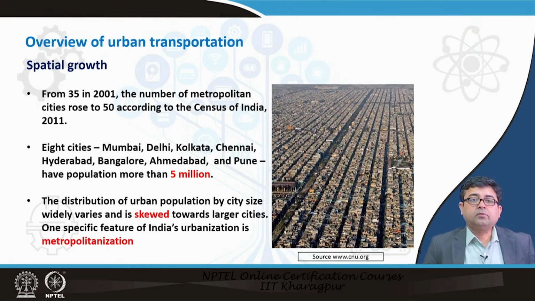This is what I was talking about when I was talking about the sprawl in the suburban areas. From just 35 in 2001, the number of metropolitan areas has grown to more than 50. And what we are also seeing is that there are now 8 cities with a population of more than 5 million. So, in addition to the 4 mega cities or the metropolitan areas, we are also seeing the rise of cities such as Hyderabad, Bangalore, Ahmedabad and Pune. All of these areas are attracting people because of the employment opportunities there, and everybody seems to be moving into these cities.